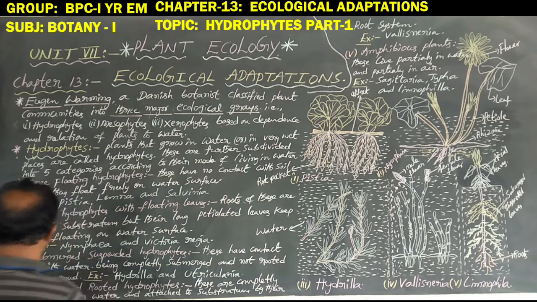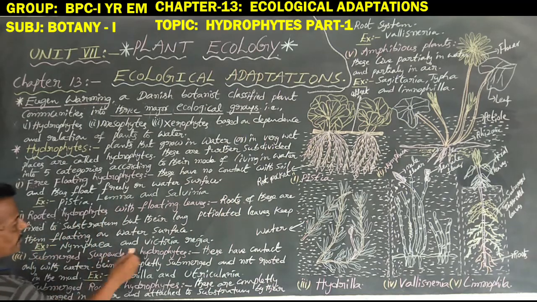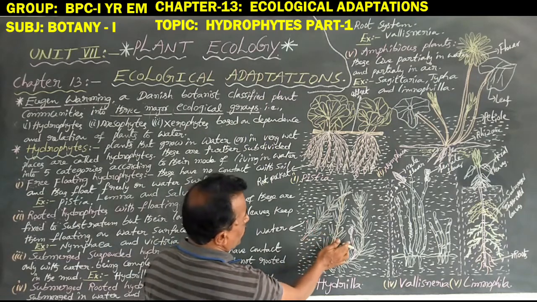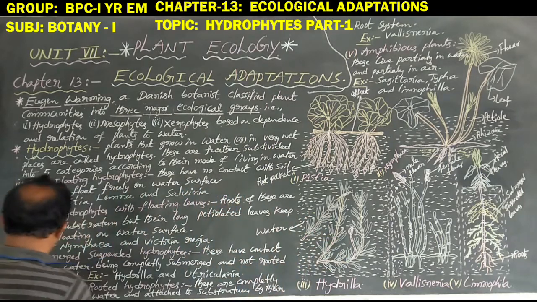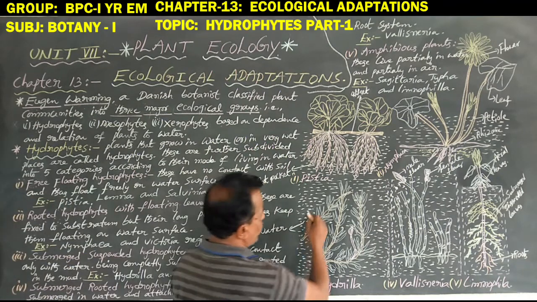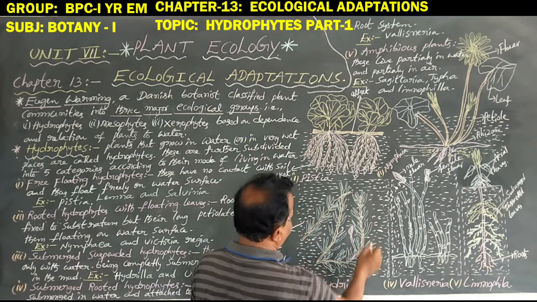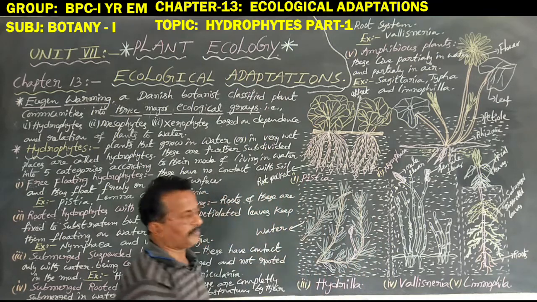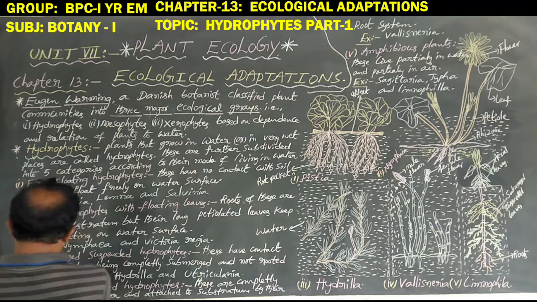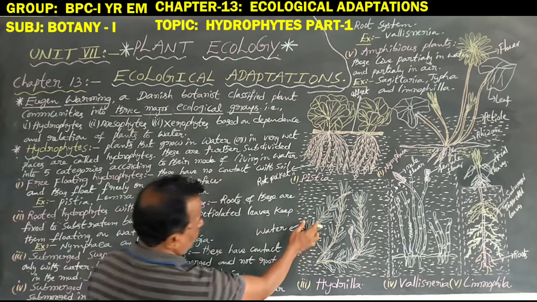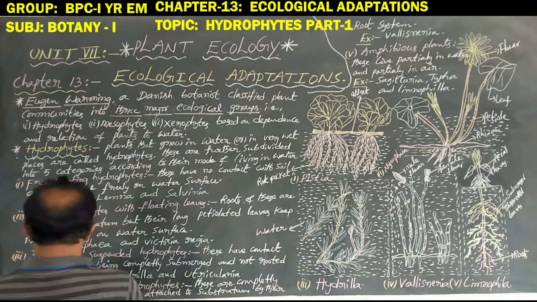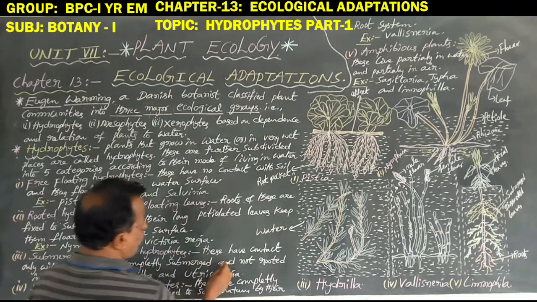Next, coming to the third one, submerged suspended hydrophytes. Examples are Hydrilla and Ceratophyllum. Dear students, the best example is Hydrilla. This is Hydrilla. So these have contact only with water. The whole plant is in contact with water and completely submerged.